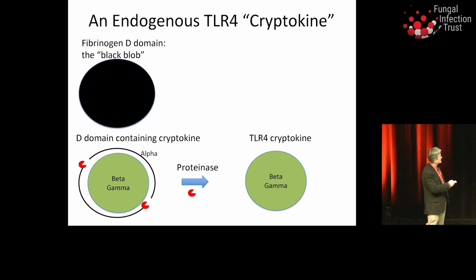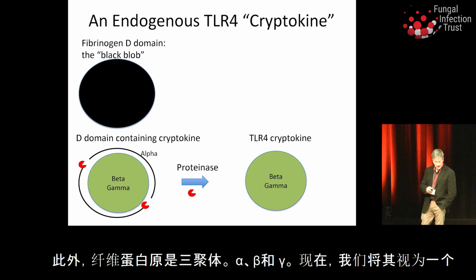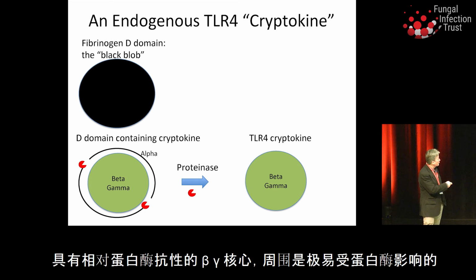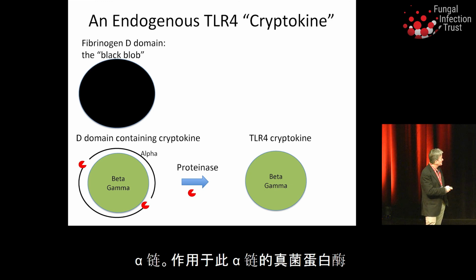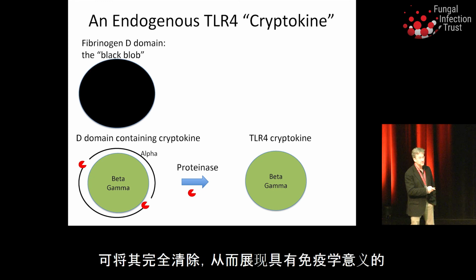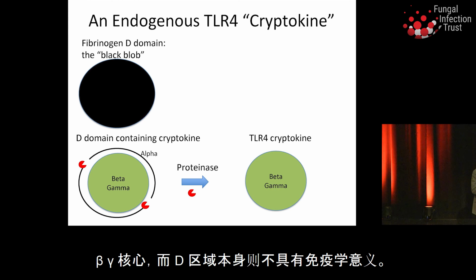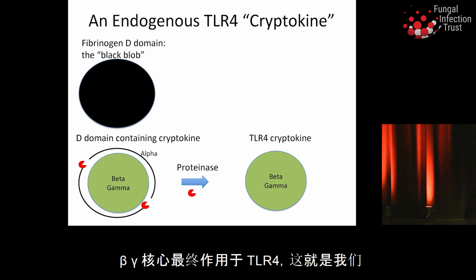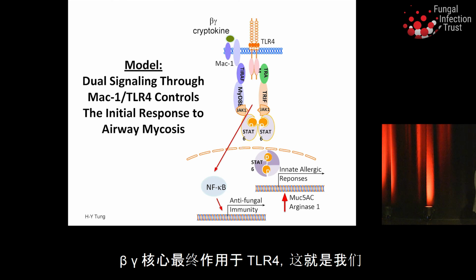I'm having a little trouble with the electronics. There we go. We think of it as, again, fibrinogen is a trimer, alpha, beta, and gamma. We view this now as a beta-gamma core that's relatively protease resistant, surrounded by a highly protease susceptible alpha chain. Fungal proteases acting on that alpha chain remove it entirely to reveal that beta-gamma core that then has immunological significance, whereas the D domain by itself does not. So it ends up turning out that this beta-gamma core acts on toll-like receptor 4, and this is our model for how this works.